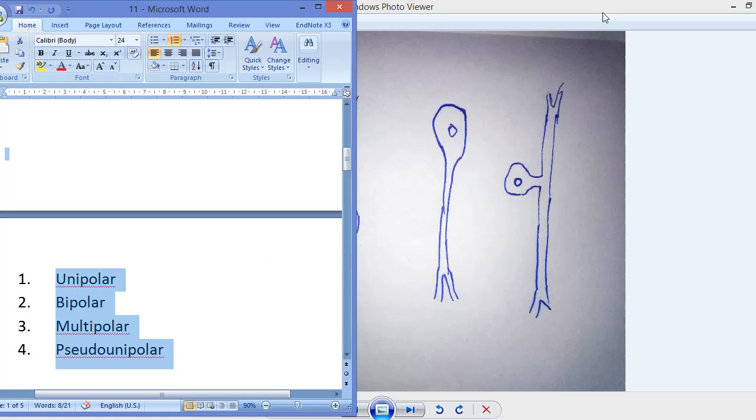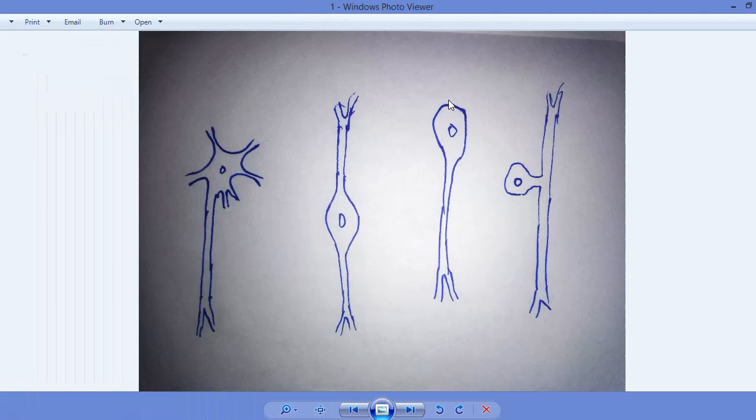Unipolar neuron. What is the unipolar neuron? As in the diagram we can see, this is the unipolar neuron in which the cell body is connected with only one filament, with only one pole. This is the cell body, and this cell body is attached with only one filament. That may be the filament of dendrite or filament of axon, but the cell body is attached with only one filament. This is called unipolar neuron. This one is bipolar neuron, in which the cell body is attached with two filaments or with two projections, with two poles. So this is bipolar neuron.